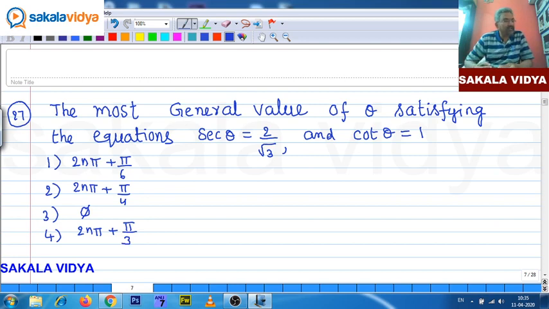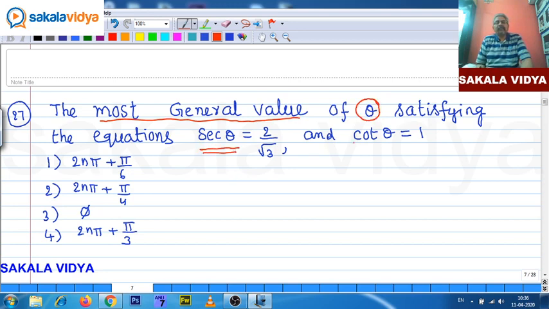Okay, question number 27. Option number 3, Lakshmi. Okay, I will check it now. How did you get it? The most general value of theta satisfying the equations sec theta is equal to 2 by root 3 and cot theta is equal to 1. That means we need to solve these two equations simultaneously. The most general value will always be in the form 2n pi plus alpha, where alpha belongs to [0, 2 pi).